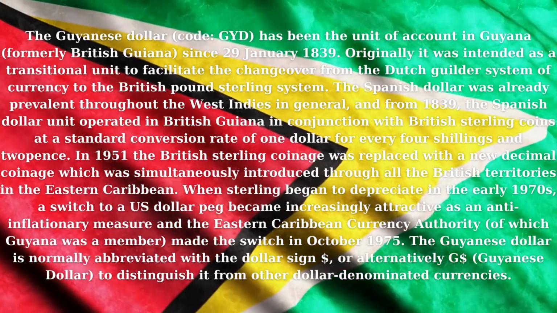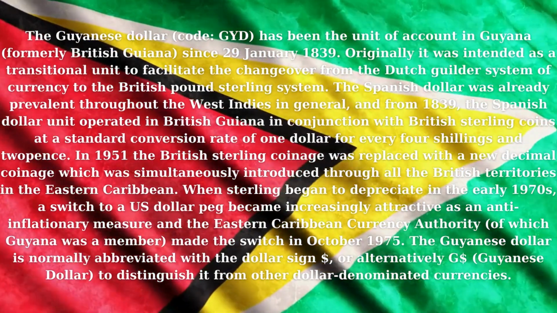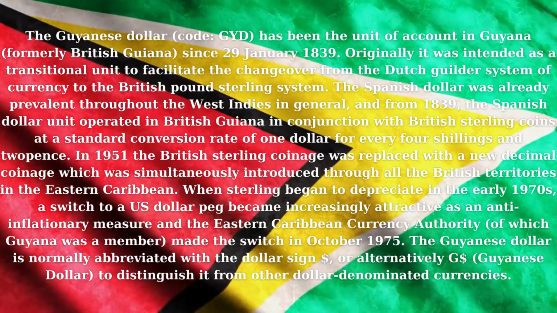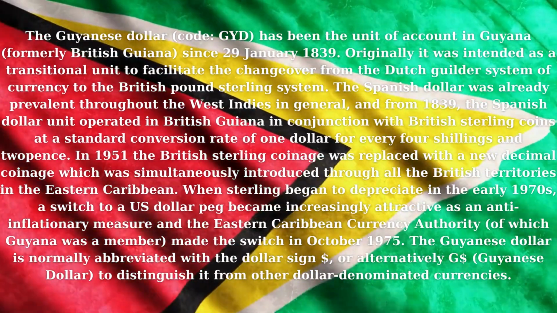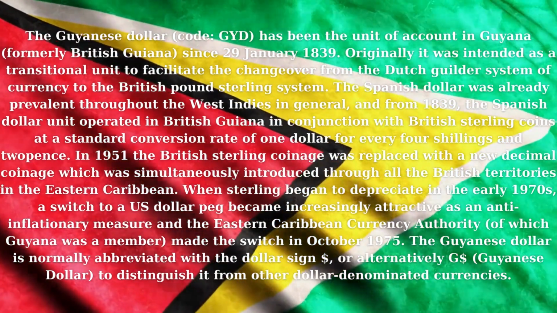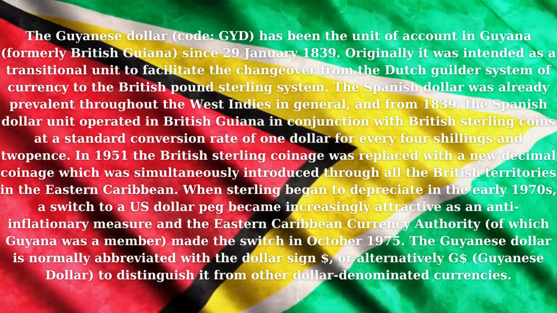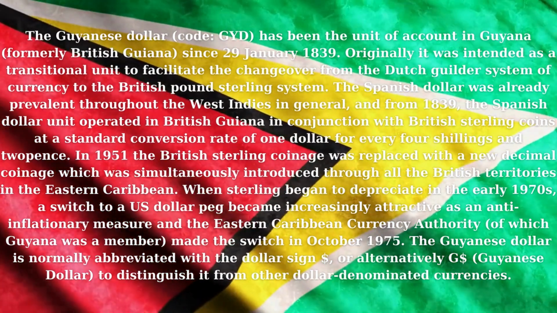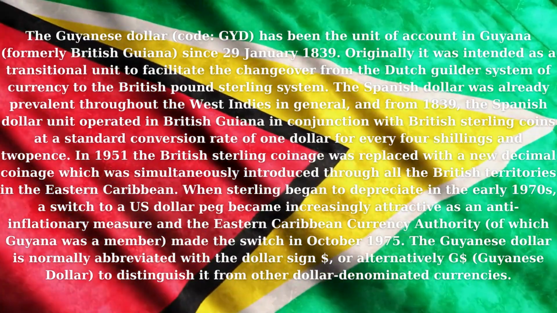The Guyanese dollar, code GYD, has been the unit of account in Guyana, formerly British Guiana, since the 29th of January 1839. Originally it was intended as a transitional unit to facilitate the changeover from the Dutch guilder system of currency to the British pound sterling system.